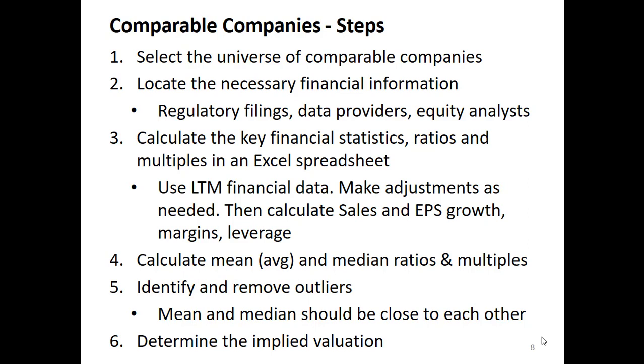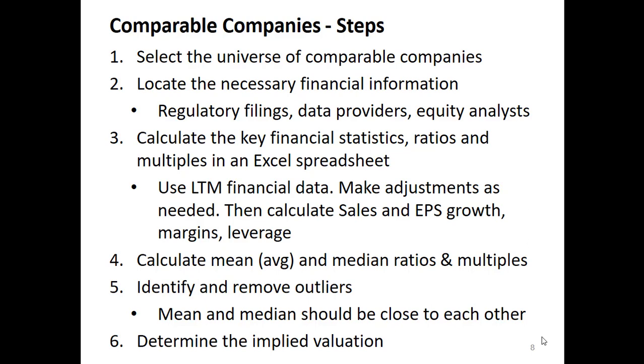You're going to take the data and calculate key financial statistics, ratios, and multiples in Excel, which is known as spreading the data. You're going to want to use the last 12 months financial data for your company if it's not the end of a fiscal year, and you're going to need to make adjustments to accounting numbers as needed. You then would calculate sales, earnings growth, margins, profitability, and leverage in order to see which companies are most relevant.